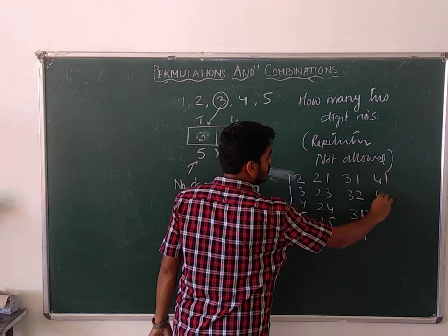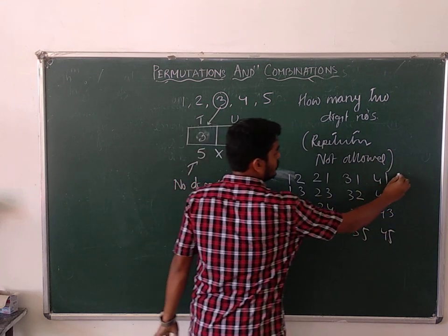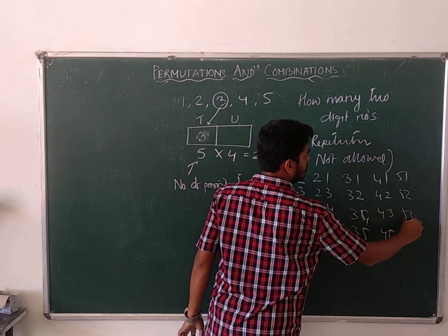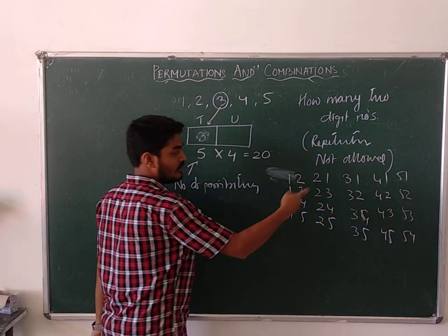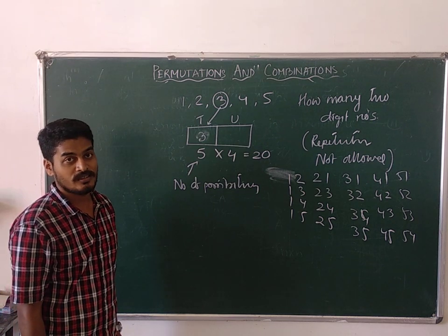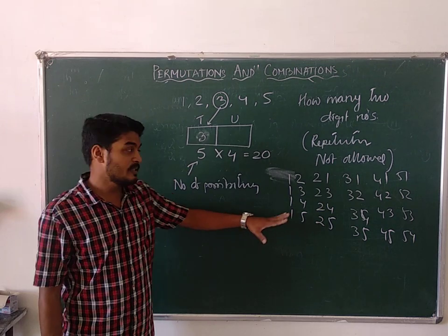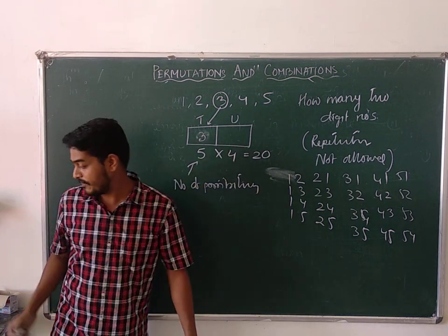Then 4 1, 4 2, 4 3, 4 5. Correct? Last one is 5 1, 5 2, 5 3, 5 4. How many 2-digit numbers have you got? 20 2-digit numbers. Is it clear? So in this way also you can easily find it out, but it will take time. So that's why we try to apply this property.